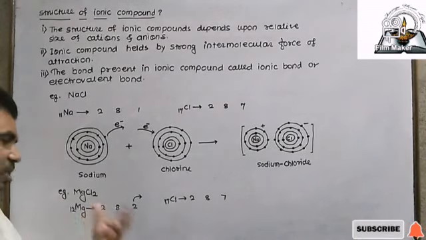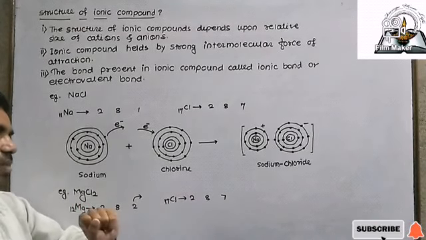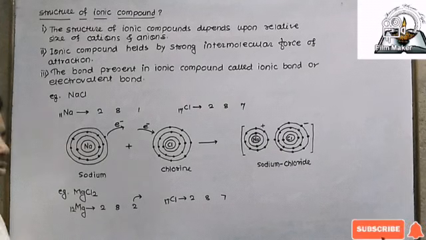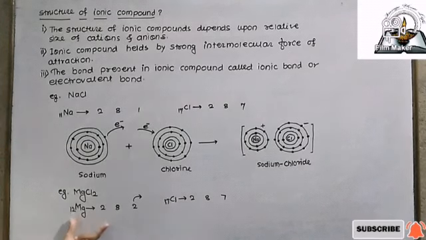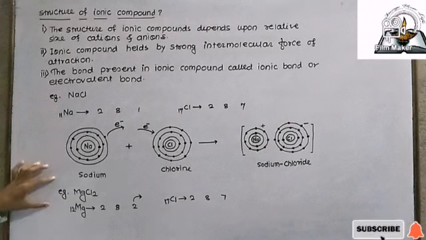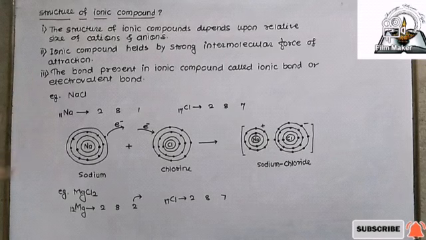Magnesium has a tendency to lose 2 electrons and chlorine has a tendency to gain 1 electron. So 2 chlorine atoms gain 1 electron each, which is lost by the magnesium, and a magnesium dichloride or magnesium chloride molecule is formed. So this is the structure of the ionic compounds. NaCl and magnesium chloride are two examples of the ionic compounds.